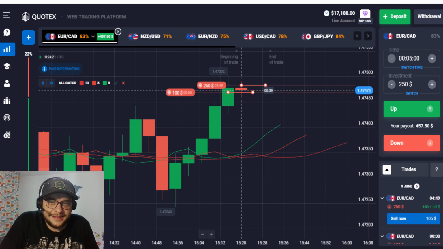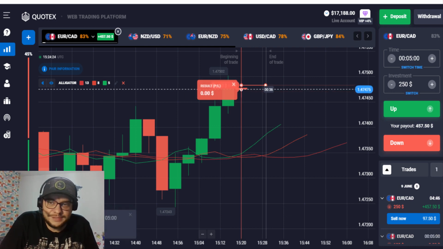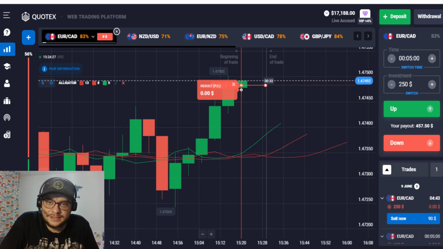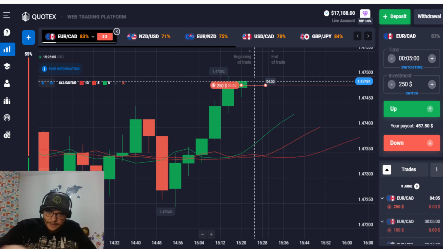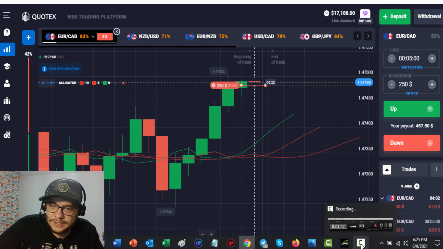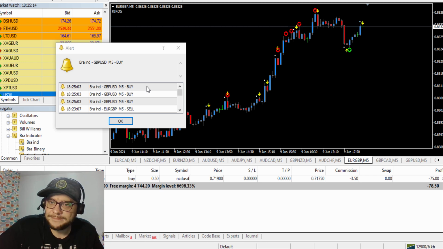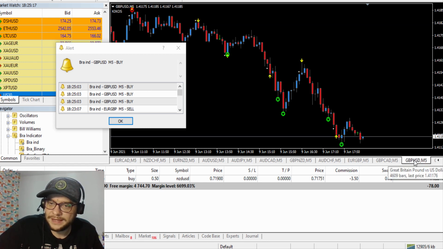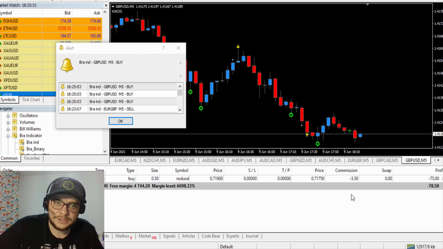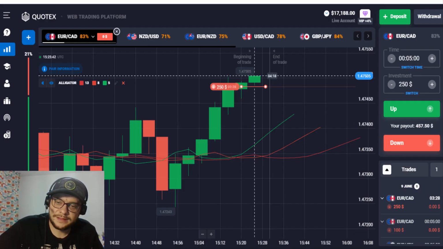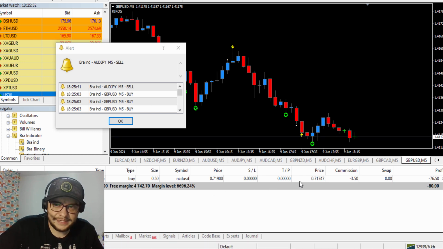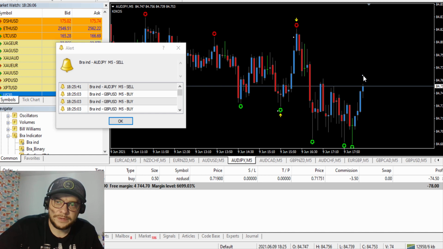This one is a losing trade, the first one, but let's wait and see what will happen with this one. Let's see what signal we will get. GBP USD buy, but we don't have the confirmation here. Australian dollar, Japanese yen sell. Yes, from this point here we have a confirmation, and we should wait for another confirmation.